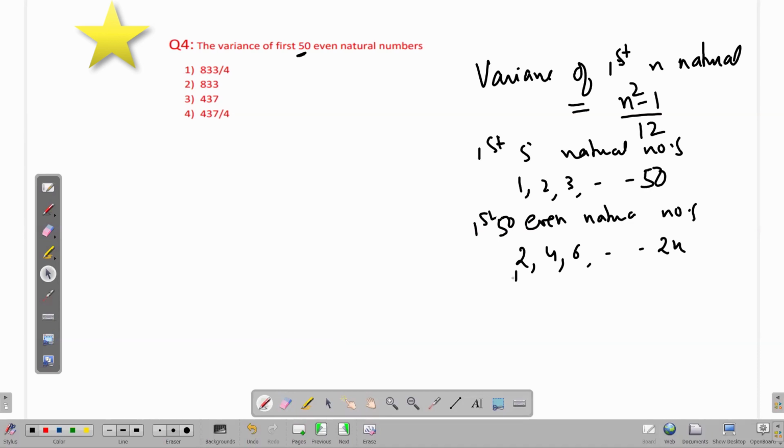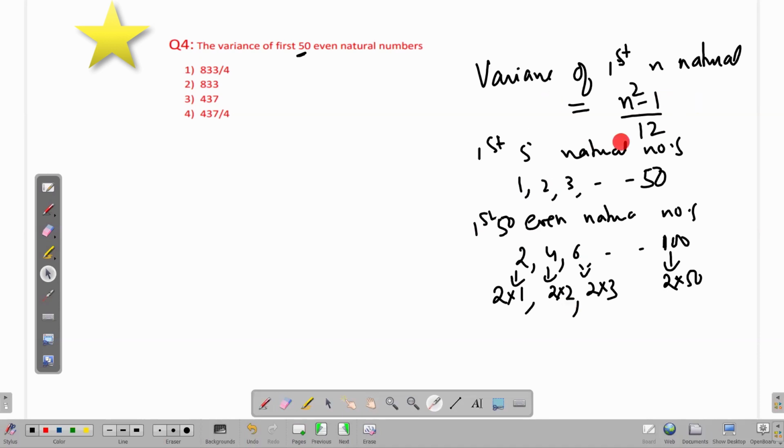So now this first number can be written as 2 into 1. This 4 can be written as 2 into 2. This 6 can be written as 2 into 3. And if this is 50, then this is 100. My 50th even number will be 100, and this 100 can be written as 2 into 50. As you can see here, if the first 50 natural numbers were 1, 2, 3 till 50, then the first 50 even natural numbers are obtained by multiplying 2 to each term. That means if I multiply 2 to this, I get 2. If I multiply 2 to this, I get this.